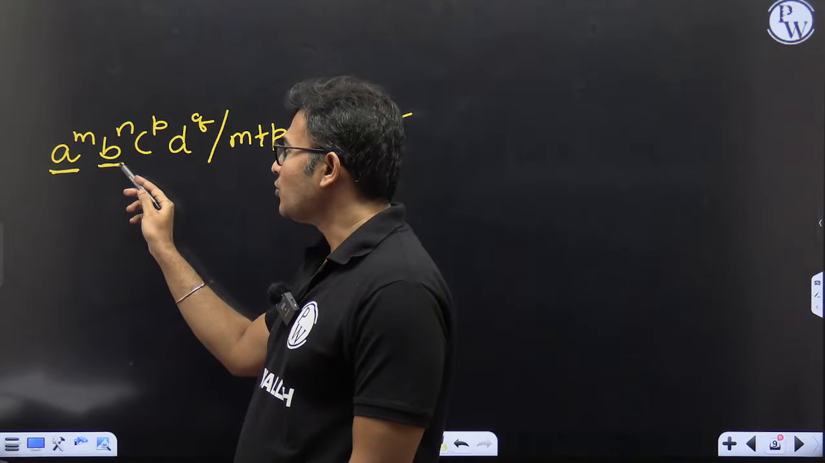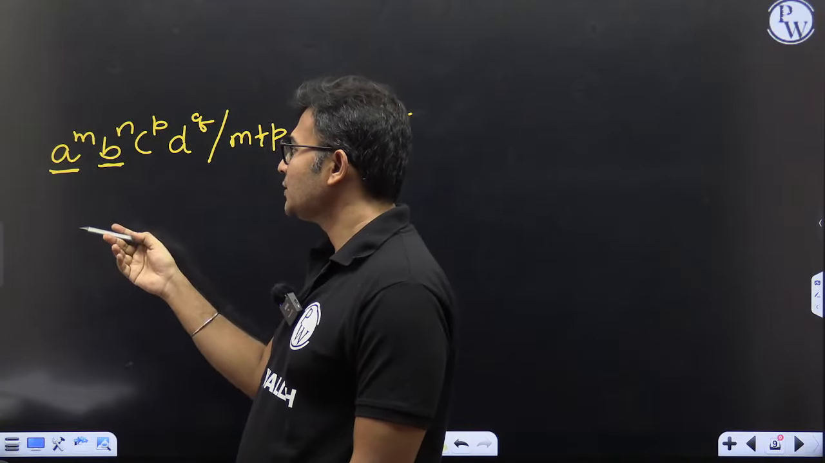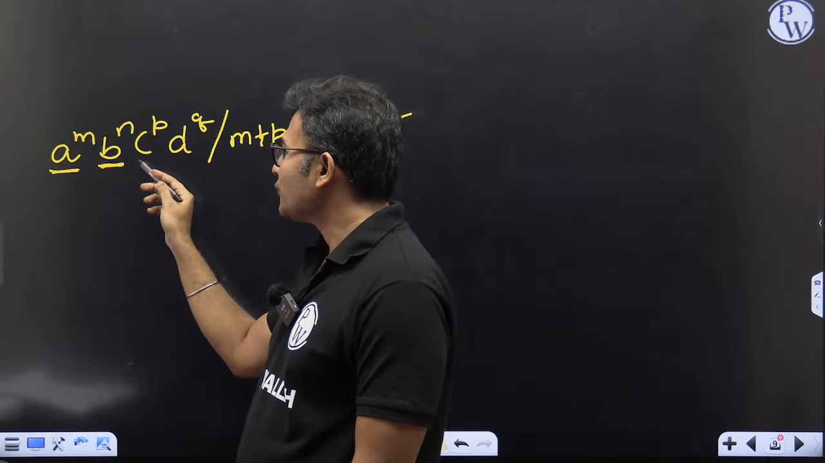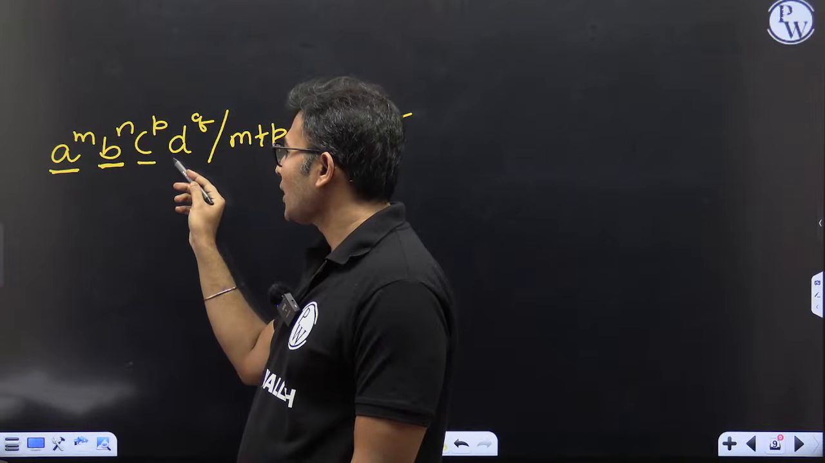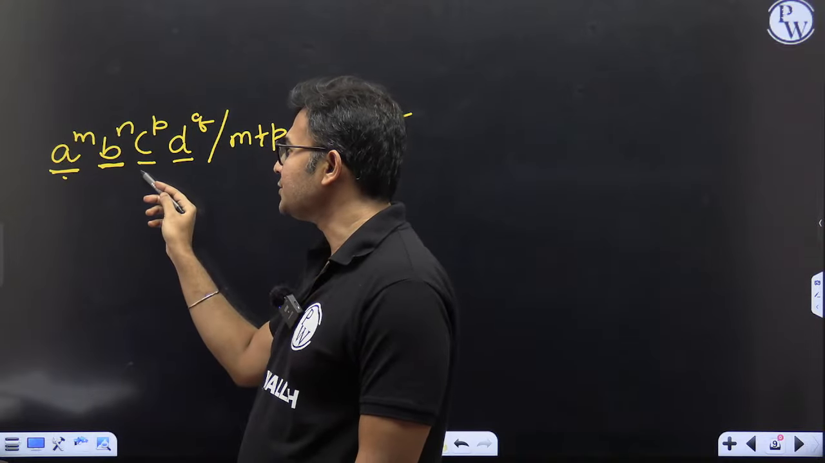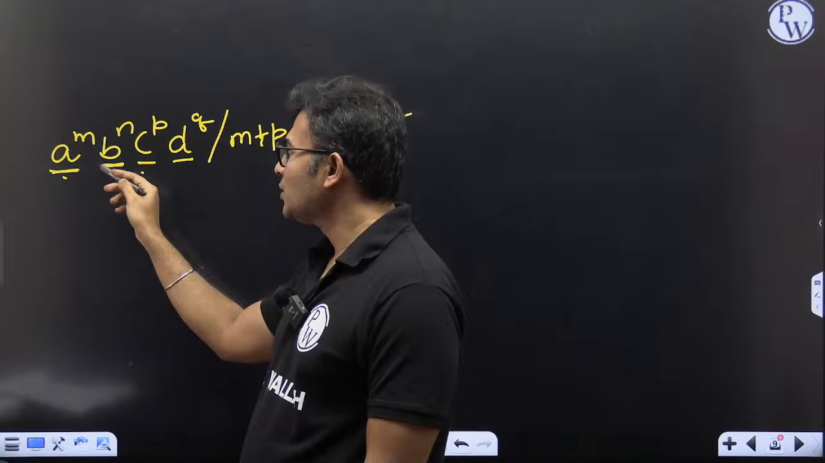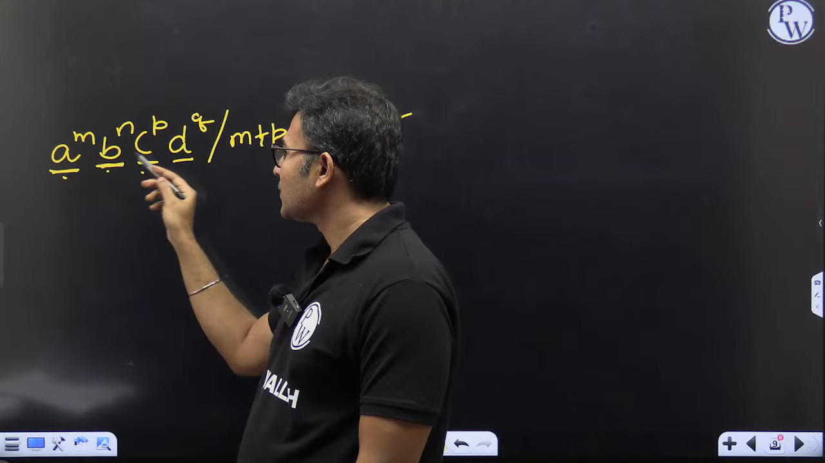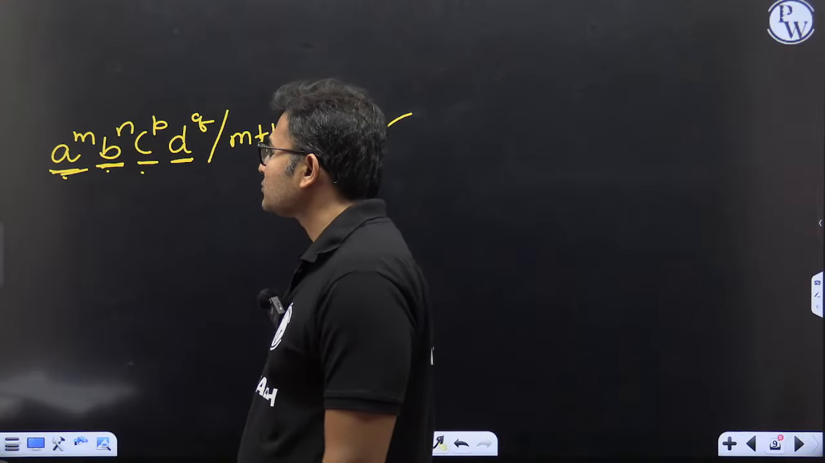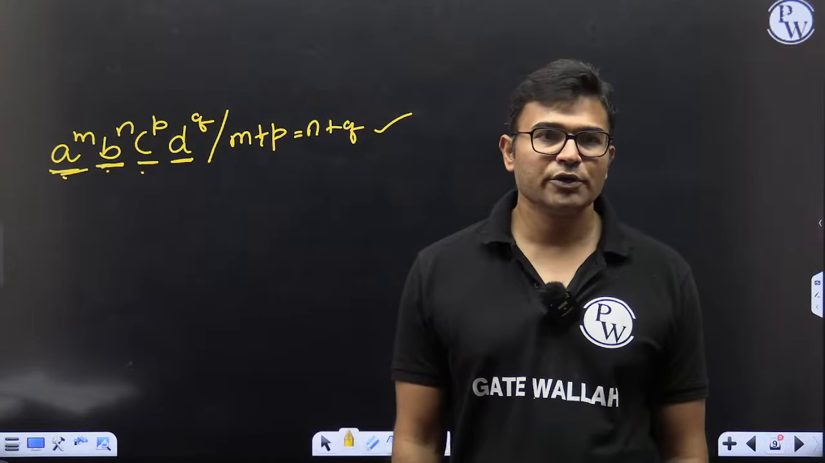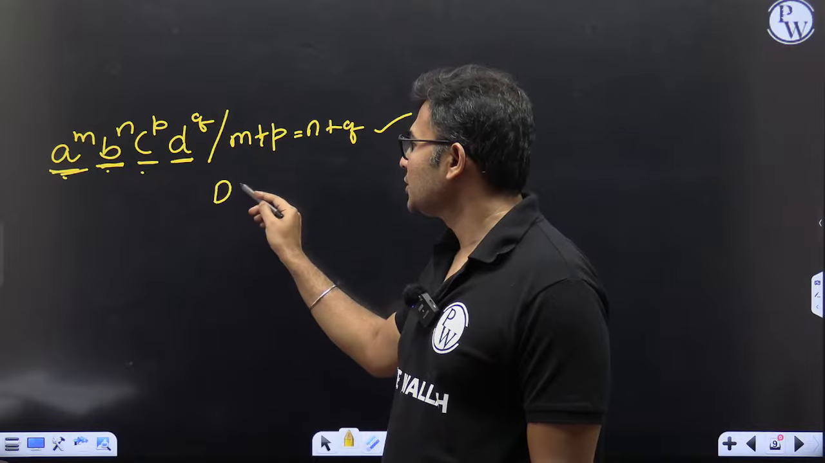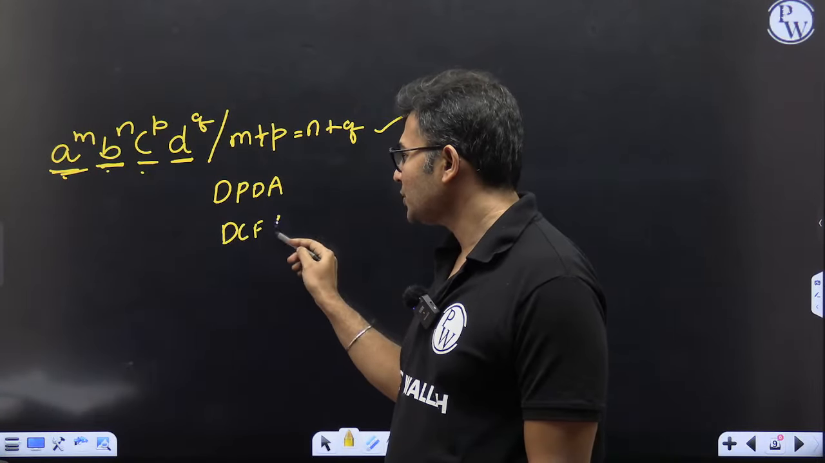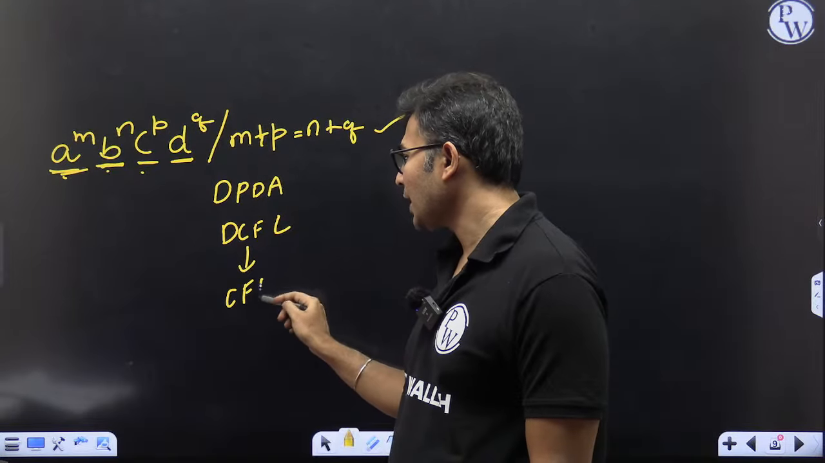If b's are over, then that is one case. If b's are not over, that is another case. If b's are over, then push c's, and for d's you pop a's and c's. If b's are not over, push b's, and for c's pop b's, and for d's pop a's. Right? So you can do it using a deterministic pushdown automaton. Therefore, the language is a deterministic context-free language, and therefore a context-free language.